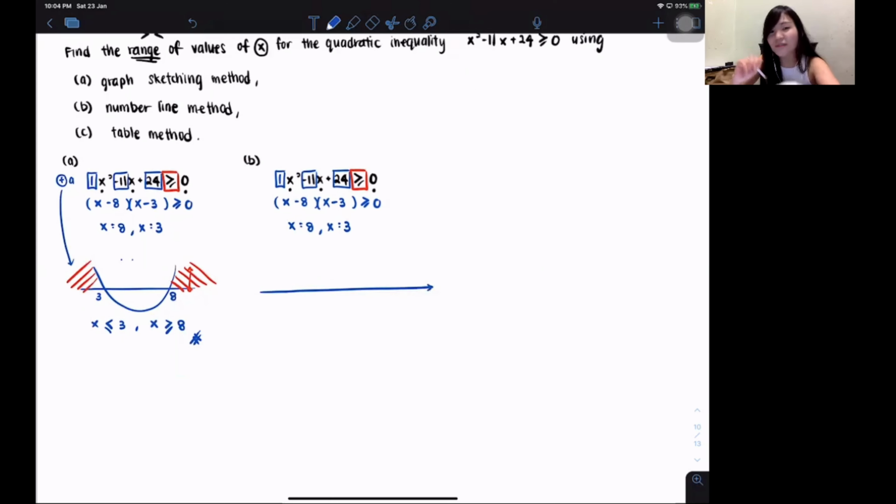So what numbers do you guys have? You got 3 and 8. So 3 I put on the left, 8 I put on the right. Again, same like just now, 1, 2, 3, 4, 5, 6, 7, 8, correct? This time you don't draw a happy face. This time you draw a dotted line.